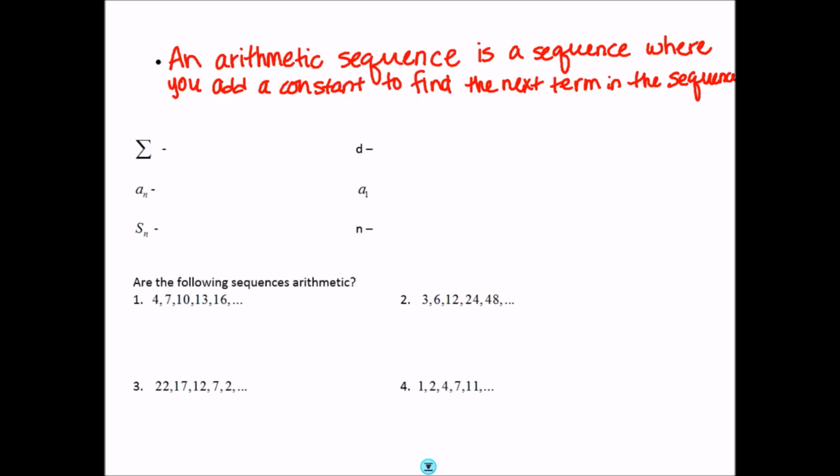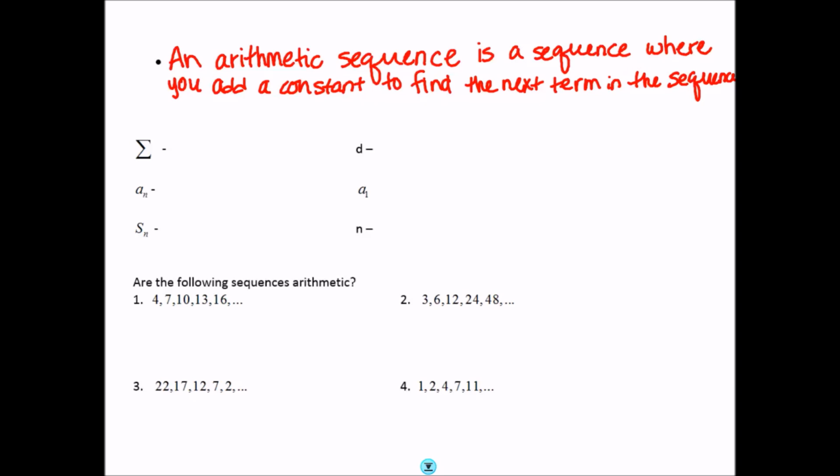So for example, you could add 2 every time to get to the next number in the sequence. You could also add a negative number. You could add -5, which would end up looking like subtracting. And we call this constant the common difference.